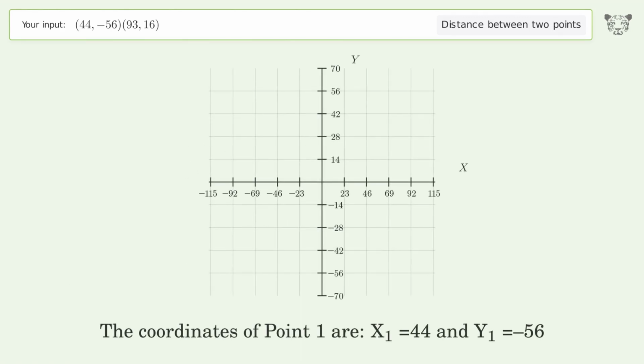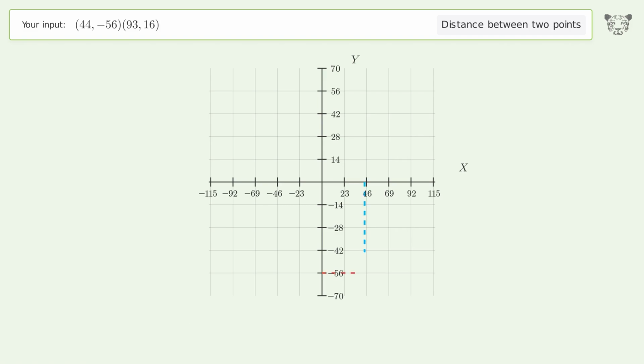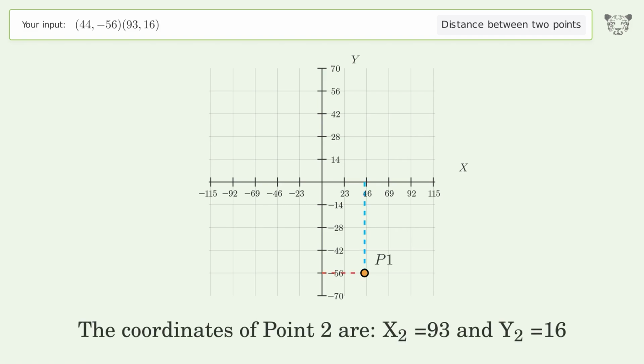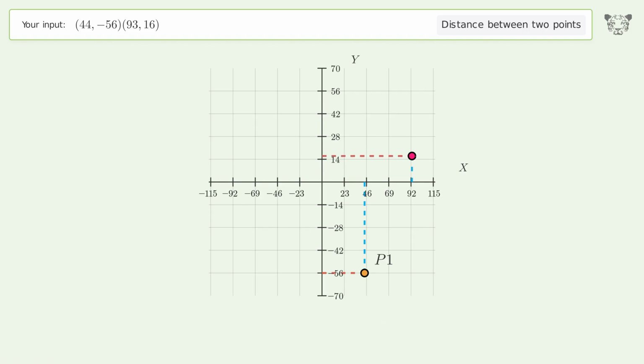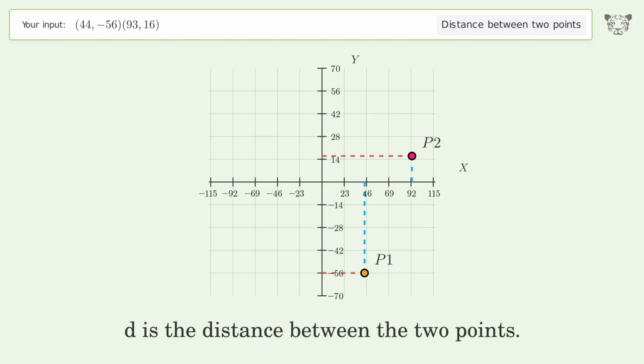The coordinates of point 1 are, x1 equals 44 and y1 equals negative 56. The coordinates of point 2 are, x2 equals 93 and y2 equals 16. D is the distance between the 2 points.